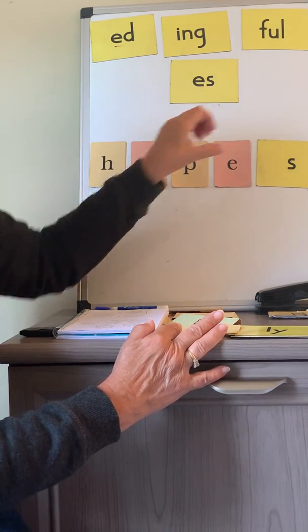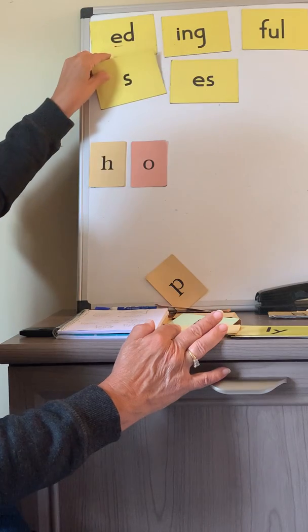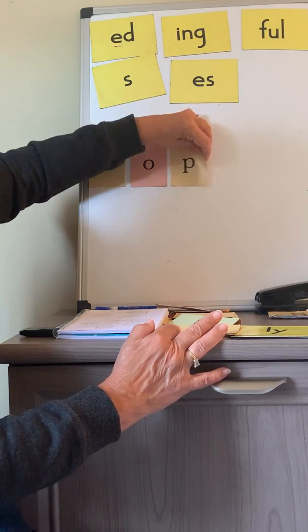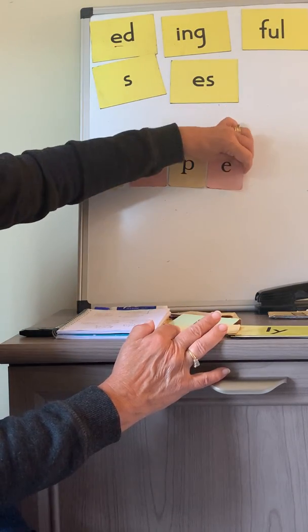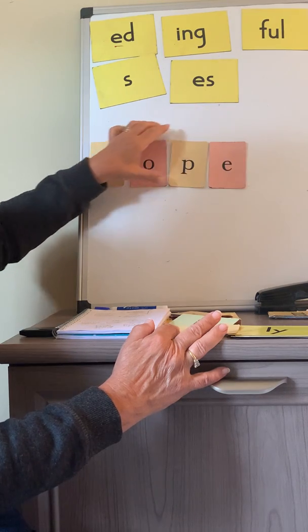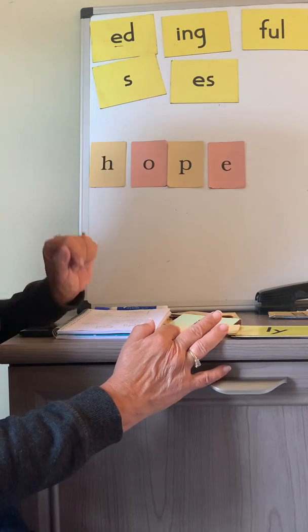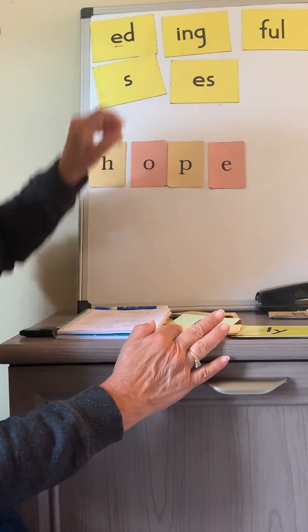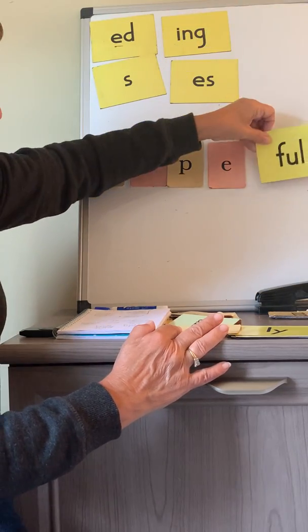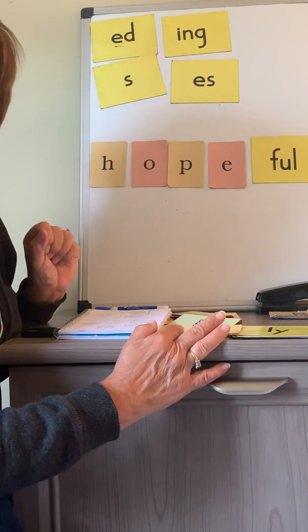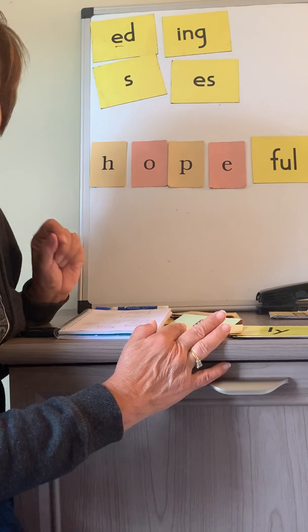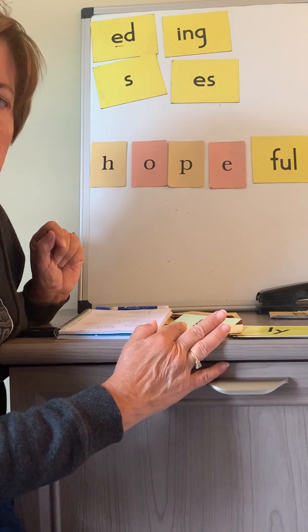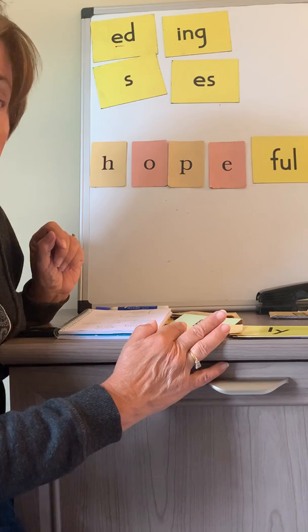Hopes. If I wanted to make the word hopeful, whoops, that happens at school all the time too, remember? If I wanted to make the word hopeful, all I would do would be put the ful onto the end. But something happens when I want to add a suffix that starts with a vowel.